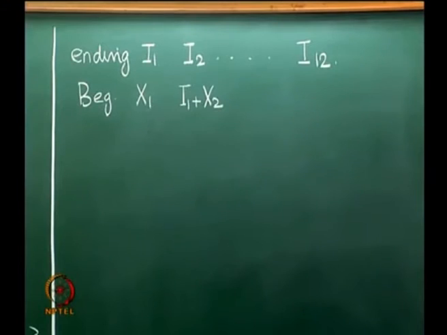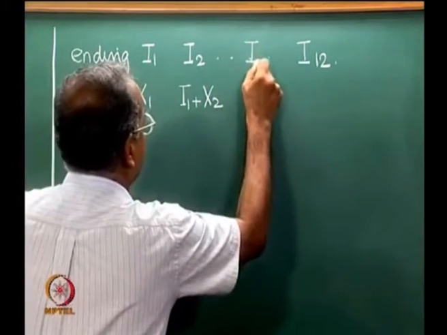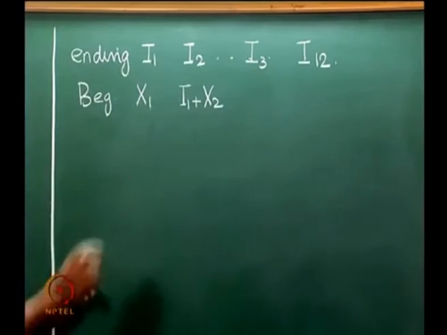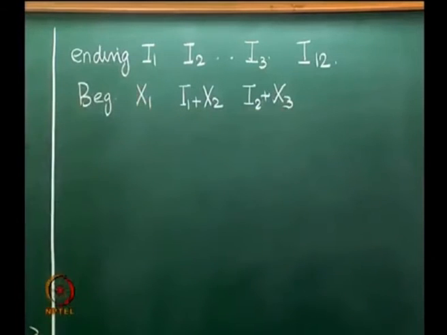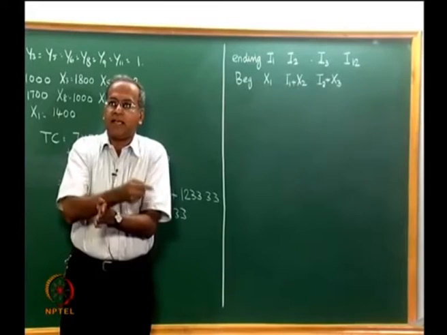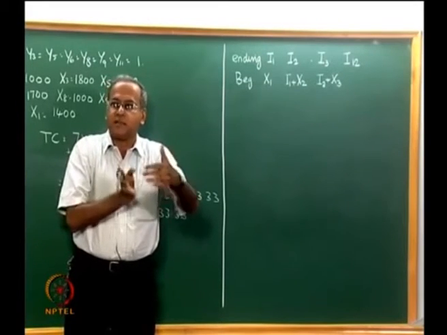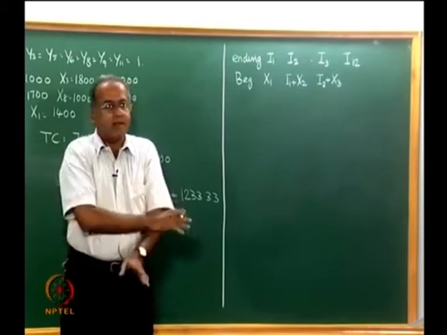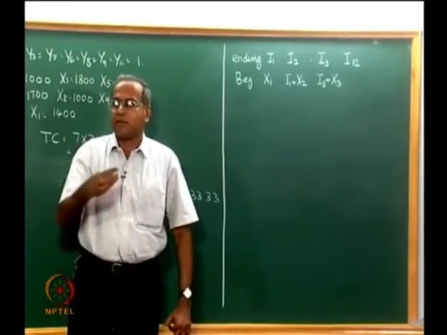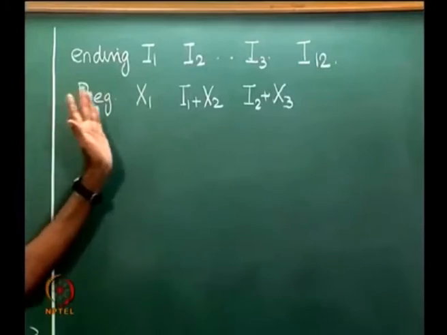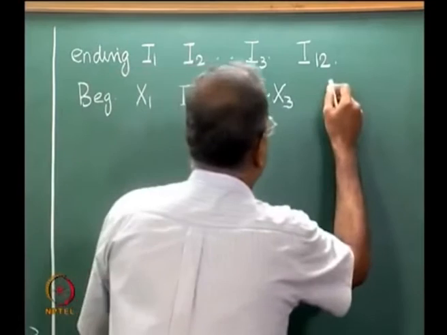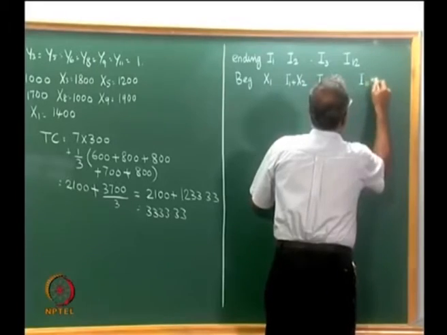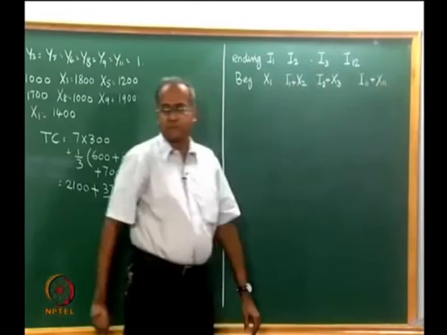Now for the third period, the ending inventory will be I3, but the beginning inventory will be I2 plus x3, because I2 is the inventory that is available at the end of period 2, and at the beginning of period 3 we are adding an x3. So I2 plus x3 is the beginning inventory for period 3, I3 is the ending inventory for period 3. So this way we can write all the beginning inventories and ending inventory terms, and for the 12th month beginning inventory will be I11 plus x12.